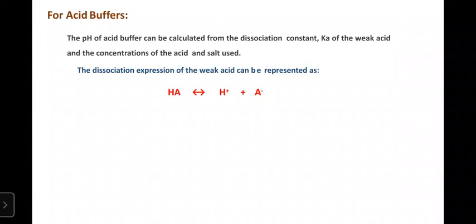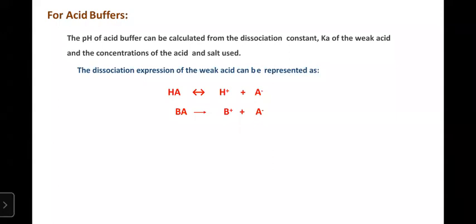Similarly, we have salt. Does salt undergo partial dissociation or complete dissociation? Yes, complete dissociation. And the first one, the weak acid, undergoes partial dissociation. Salt we can represent by means of BA. So salt undergoes complete dissociation and gives B plus and A minus, right?